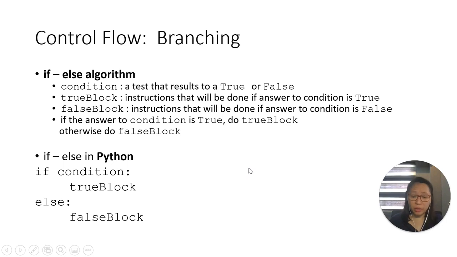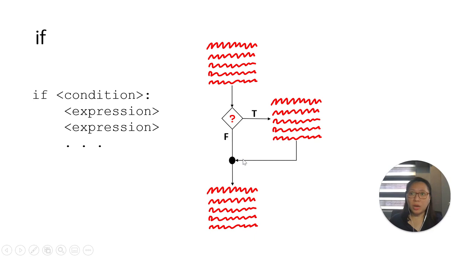There are variations to the if-else construct. For example, here we have if, one if only. So if condition, there are lines of codes executed if this condition is true. So this is one or single if construct.